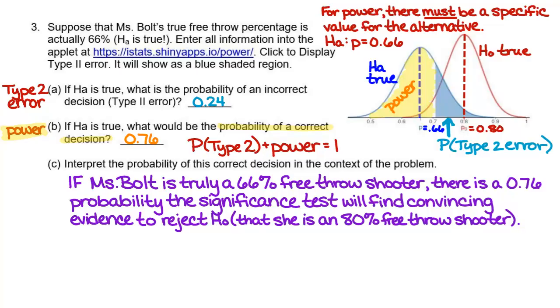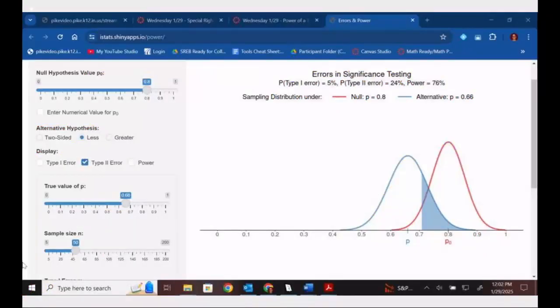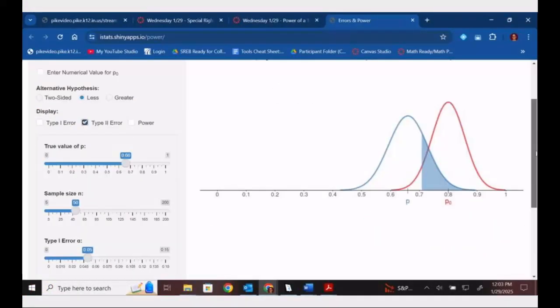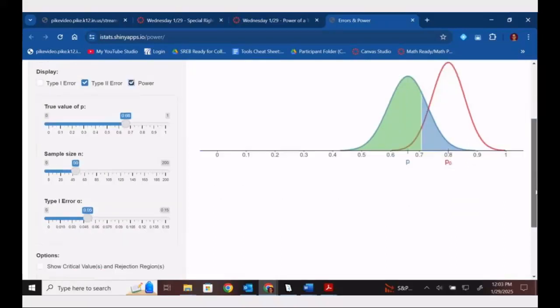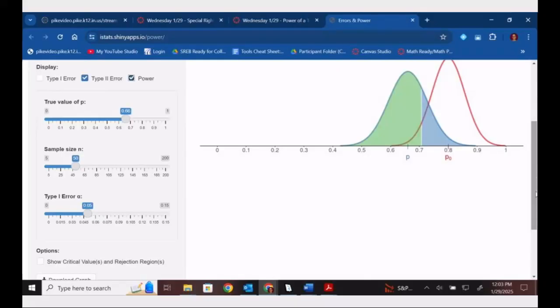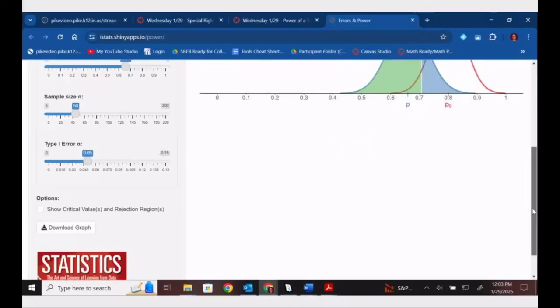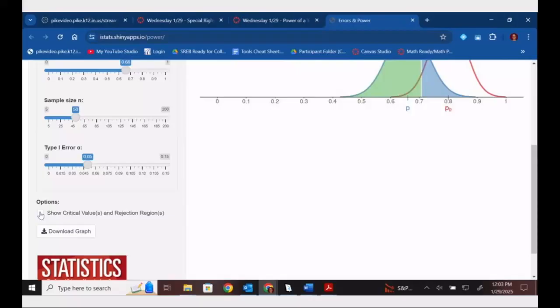There's one other thing that I want to show you on the website, and then I'm going to let you guys loose to explore number 4 on your own. All right, so looking at this picture, I'm going to have this display the power for us. So the blue is the probability of a type 2 error. The green is the power. We're going to show the critical values and the rejection region.